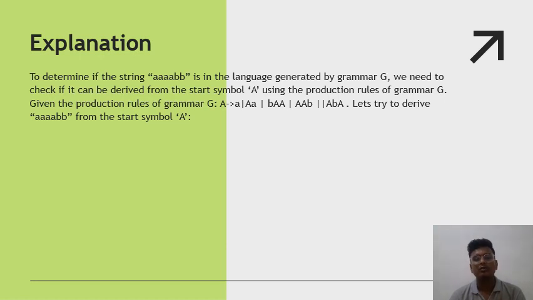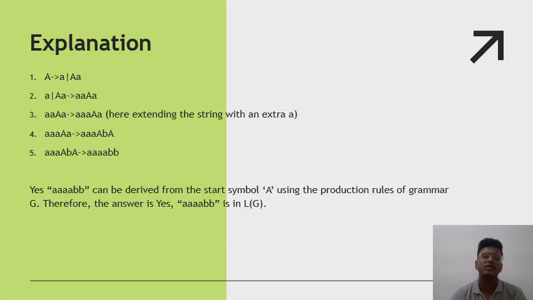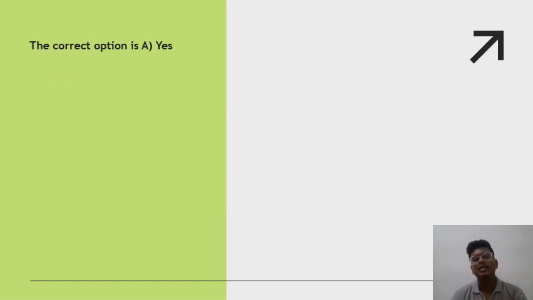Given the production rules of the grammar, these are the production rules. So let's try to derive triple A from the start symbol A. We generate the production rules accordingly, and by concluding that, we can say that yes, triple A can be derived from the start symbol A using the production rules of grammar G. Therefore, the answer is yes. Triple A is in the language of the grammar G. So the correct option is A, yes.